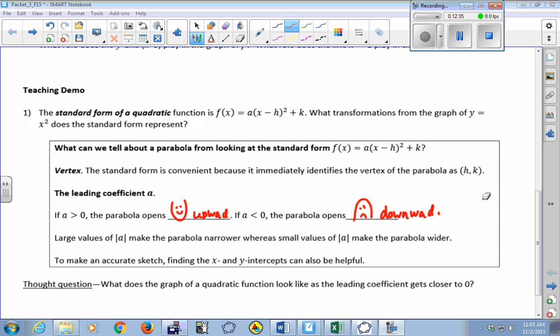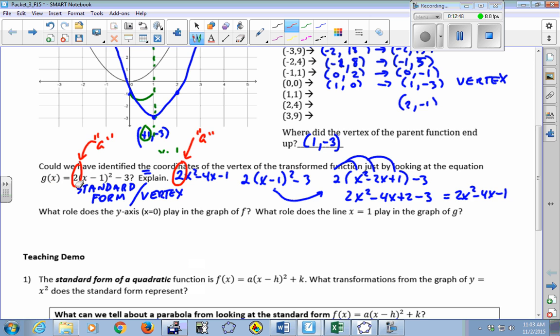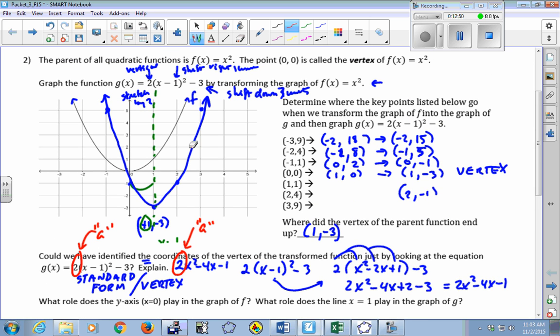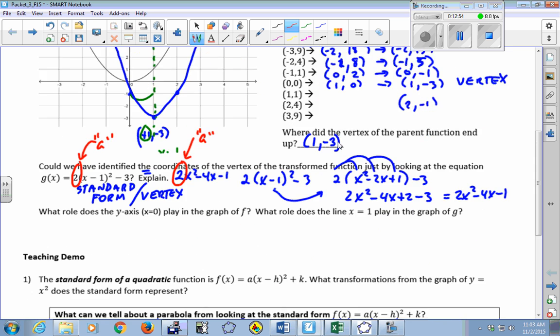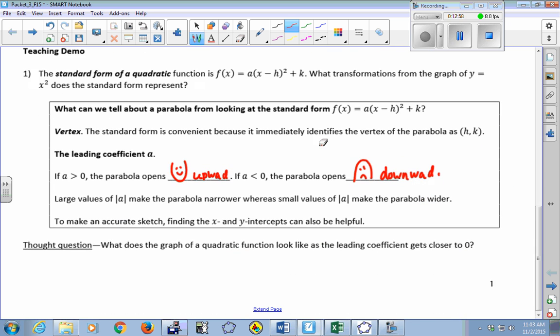All right, so if the coefficient in front of your parabola is positive, it's opening upward. If it's negative, it's opening downward. So as you can see up here with the one example, we have 2 as a positive number. This certainly opens upward. Our parent function has a 1 there. It opens upward. All right, what else do we want to talk about here? A is the leading coefficient.